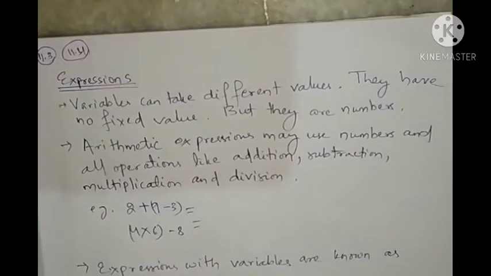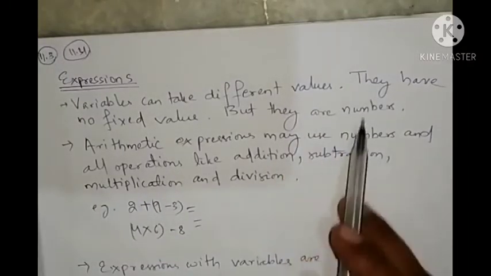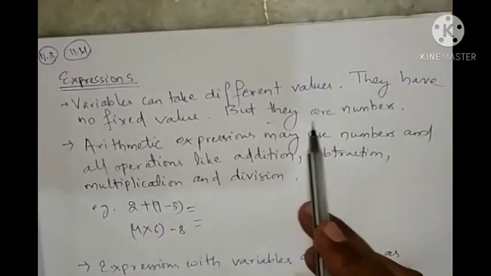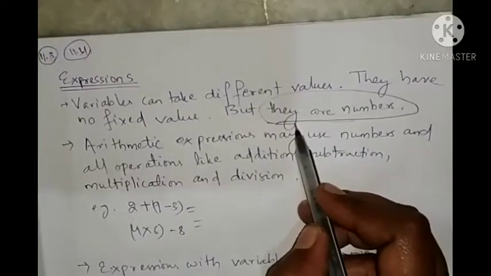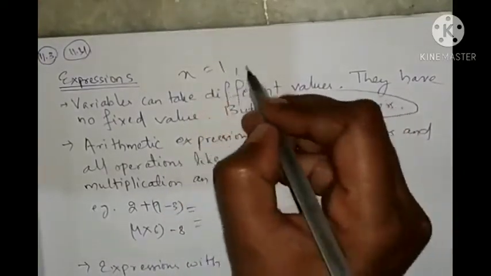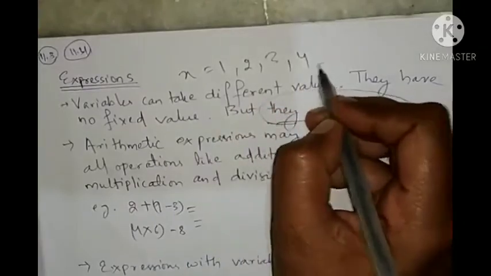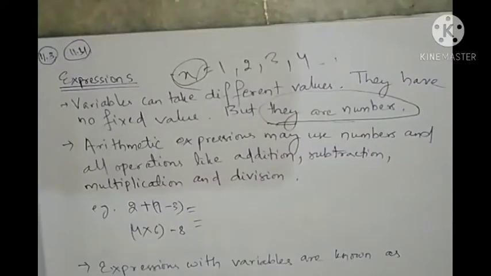We know that variables can take different values, which means they have no fixed value. They are numbers. We can put x as 1, x as 2, x as 3, x as 4. It is a number but it has no fixed value.